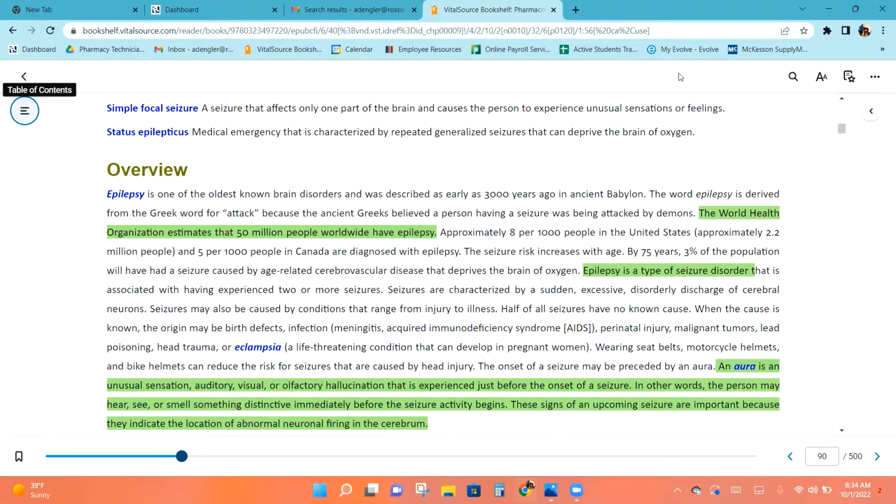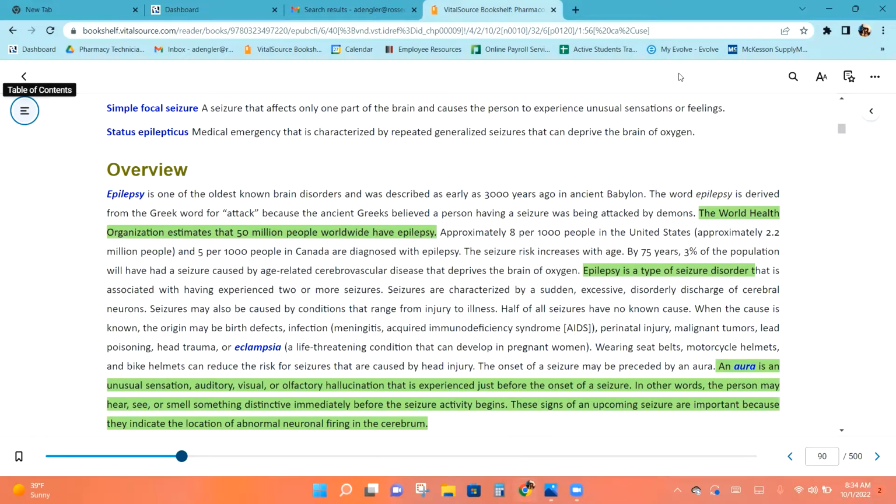Epilepsy is one of the oldest known brain disorders and was described as early as 3,000 years ago in ancient Babylon. The word epilepsy is derived from the Greek word for attack because the ancient Greeks believed a person having a seizure was being attacked by demons. The World Health Organization estimates that 50 million people worldwide have epilepsy.